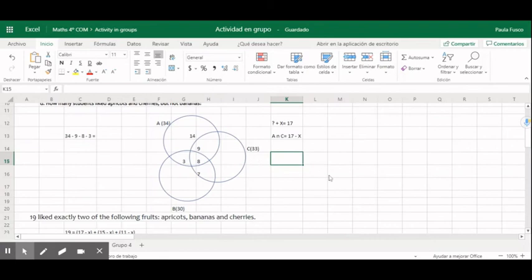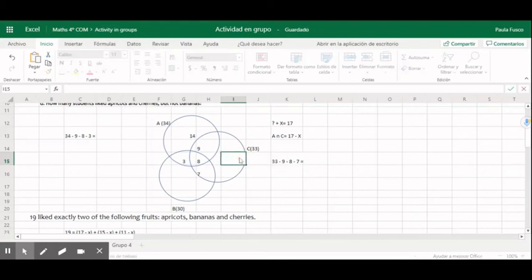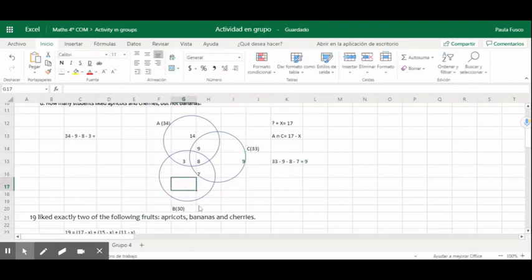The same, we do the same, sorry. I'm a bit stuck with my pronunciation. We do the same. And this is 9. And the same with bananas. 12.